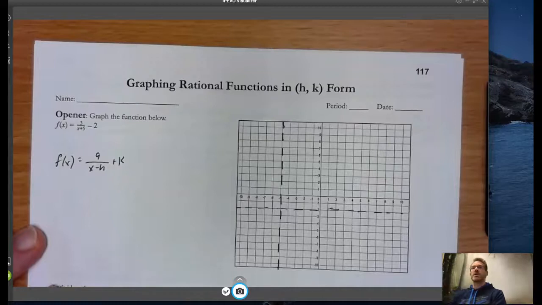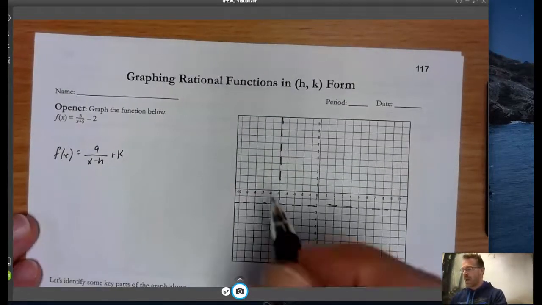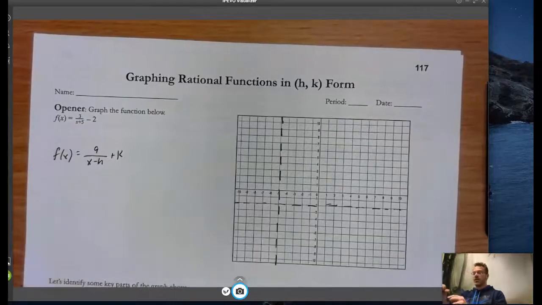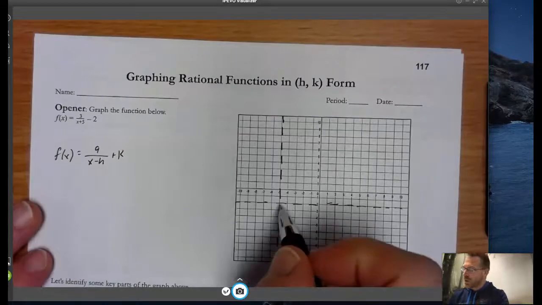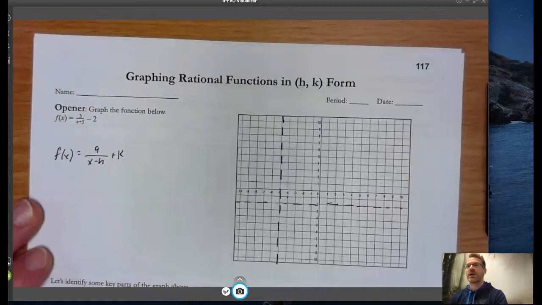Where these asymptotes cross is really kind of our new origin, and this is where we're going to graph our points from. Now, in our mother function, our normal point would be to the right one and up one. So right here is where we would have normally put our point.